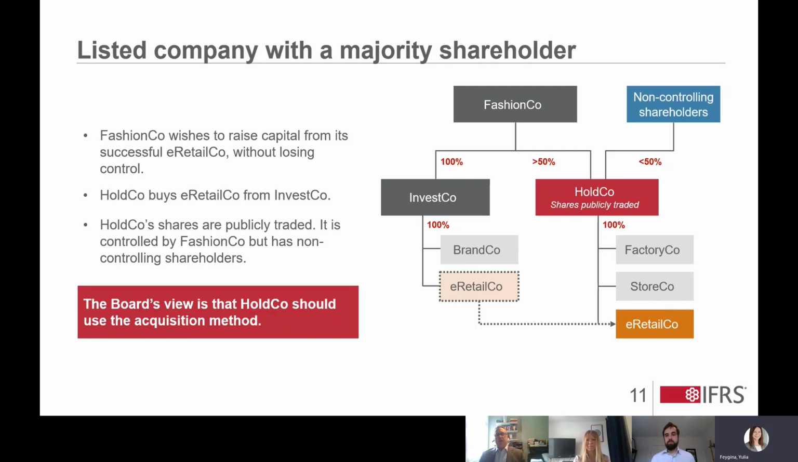So looking more broadly than this specific example, our research in the project indicates that listed companies will always have non-controlling shareholders. You mentioned earlier that there are some limited exceptions, but those are only for unlisted companies. Therefore, the board expects that listed receiving companies will use the acquisition method to report business combinations under common control. That's right.